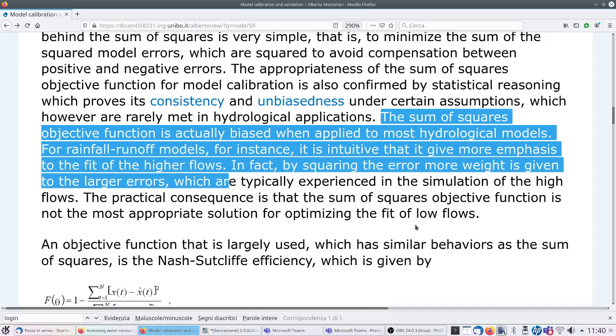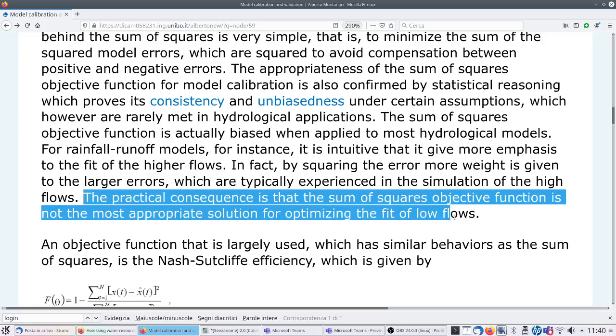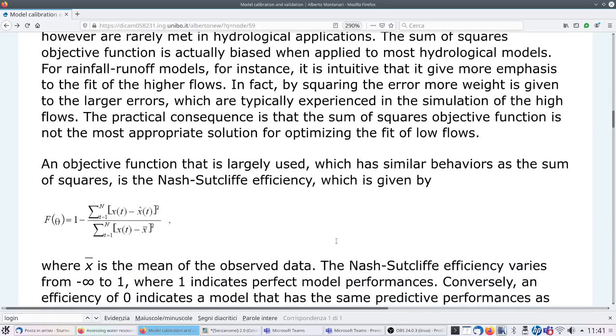Okay. Now, what is the practical consequence for us? The practical consequence is that the sum of squares objective function is not the most appropriate solution for optimizing the fit of the low flows. And low flows are what we are most interested in, because if we are interested in water resources management and water resources assessment, it's clear that we are more interested in the dry season, not in the high flow season. So what is an alternative objective function that we can use? Let me postpone this discussion.